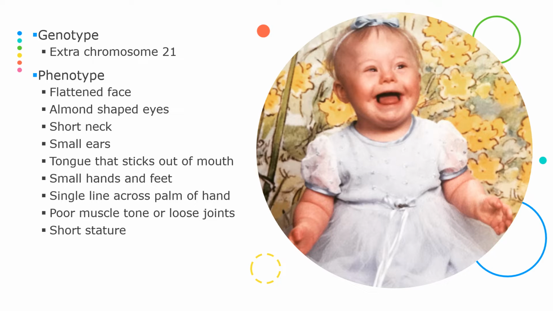Some of the most common phenotypic effects include flattened face, almond-shaped eyes, short neck, small ears, tongue that sticks out of the mouth, small hands and feet, single line across the palm of their hand, poor muscle tone and loose joints, and short stature.